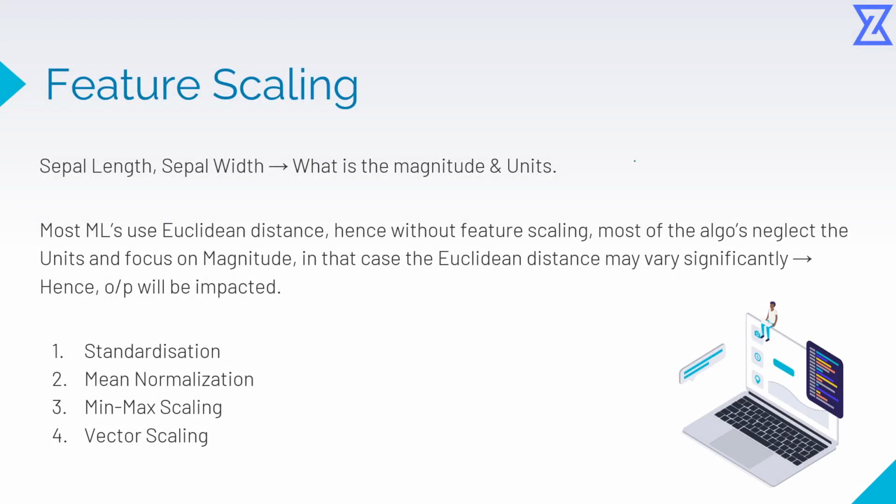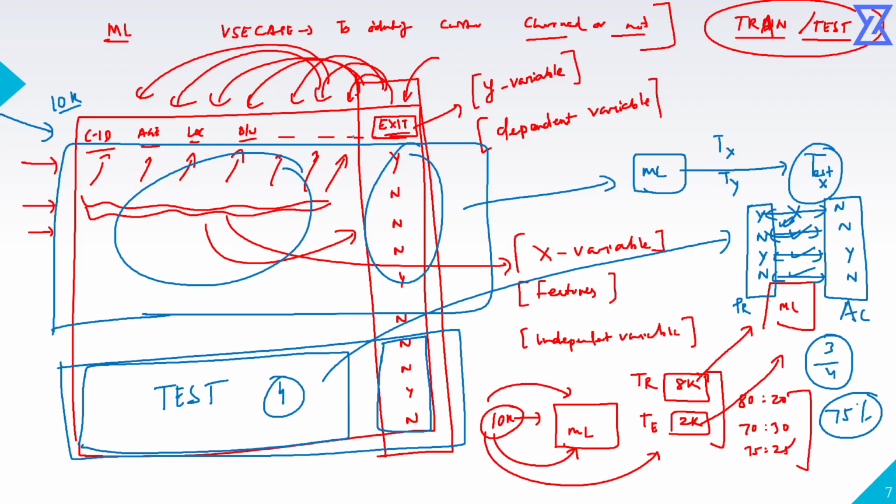Feature scaling is a very important concept that is used in the machine learning process. I believe I have already taught you in the EDA class, but in EDA we have not used it. In machine learning we will use it. Now somebody tell me, how many feature scaling techniques are available?